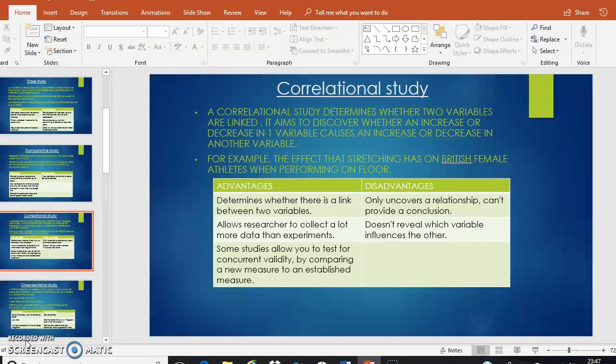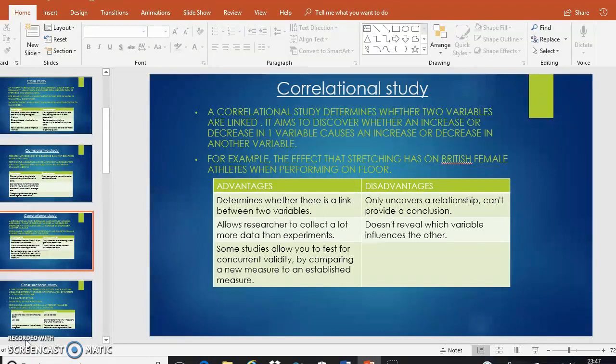This determines whether there's a link between two variables. It allows the researcher to collect lots of data, much more than you would be able to with an experiment. Some studies also allow you to test for concurrent validity by comparing a new measure to an established measure. So for example, you could use correlational studies to determine whether the new BIA equipment is more effective than the older hydrodensitometry equipment in measuring body composition.